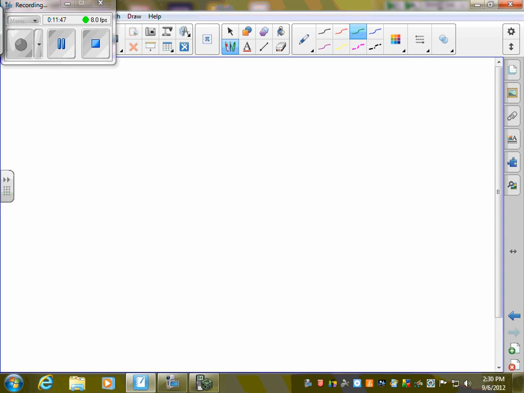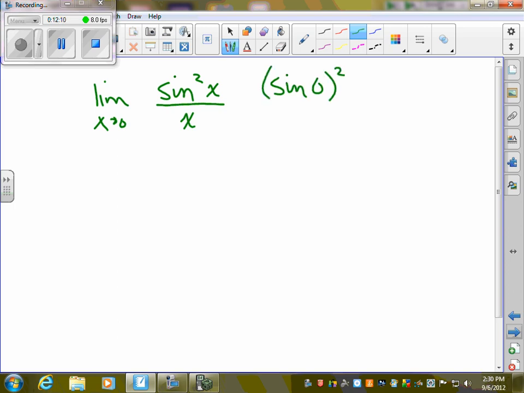One last problem with that. Let's say I have the limit as x approaches 0 of sine squared x over x. So if I start with substitution, that's always your first step when you're finding limits. If I put 0 in, I'm going to get sine of 0 squared, which I have to realize is the same thing as sine squared of 0 over 0. Sine of 0 is 0 over 0, which is our indeterminate form, which means, hey, you got to do something else.